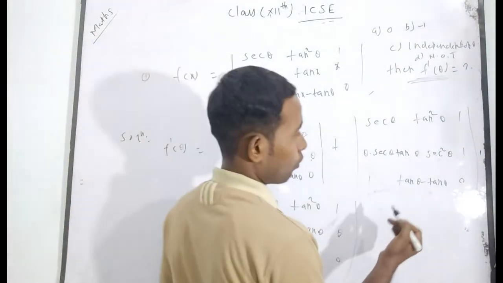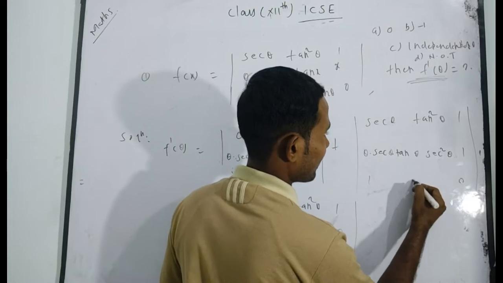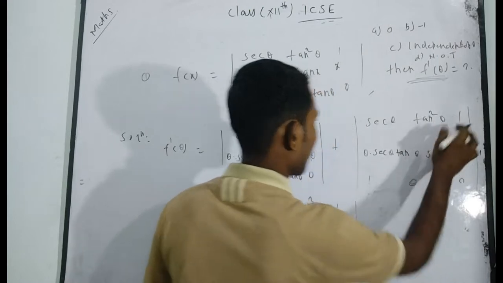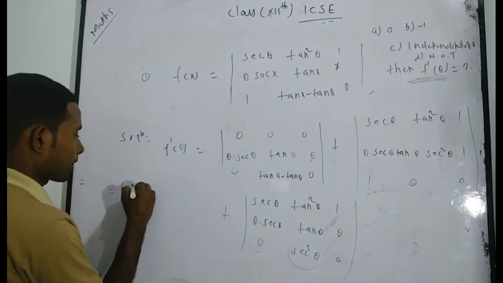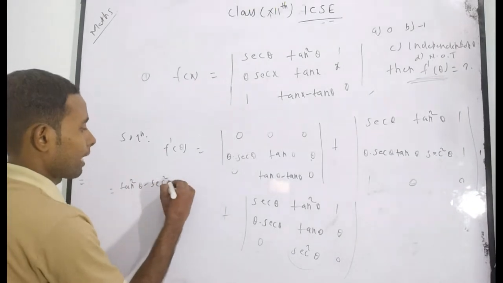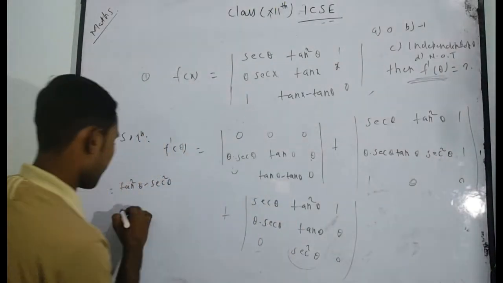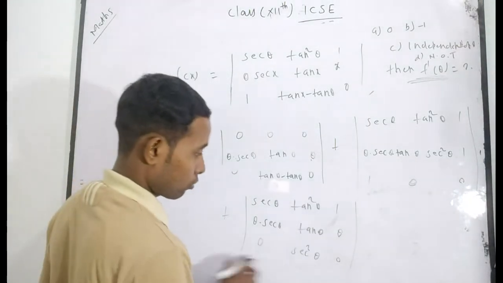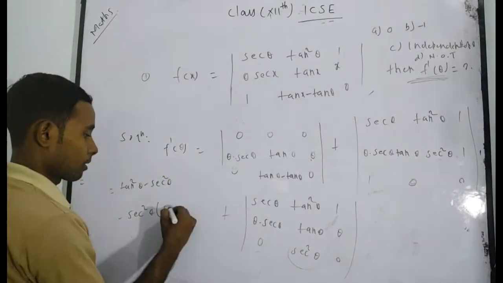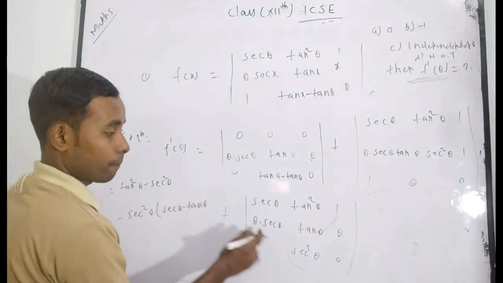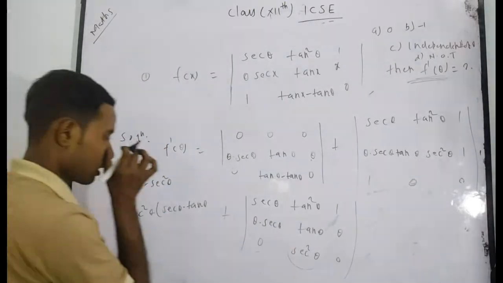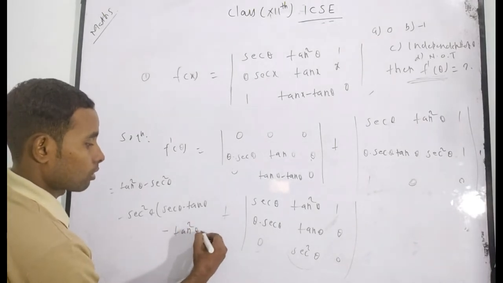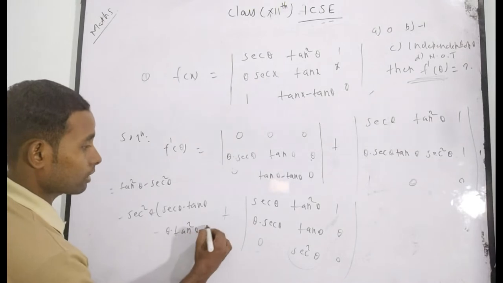You have to expand along which function, because tan theta minus tan theta will be 0. So you can write here 0, and you have to expand through this where tan square theta minus sec square theta. Its value will be tan square theta minus sec square theta, and here its value will be sec square theta minus sec square theta into sec square theta into sec theta into tan theta, minus tan square theta into sec theta, minus tan square theta into tan square theta into sec theta.